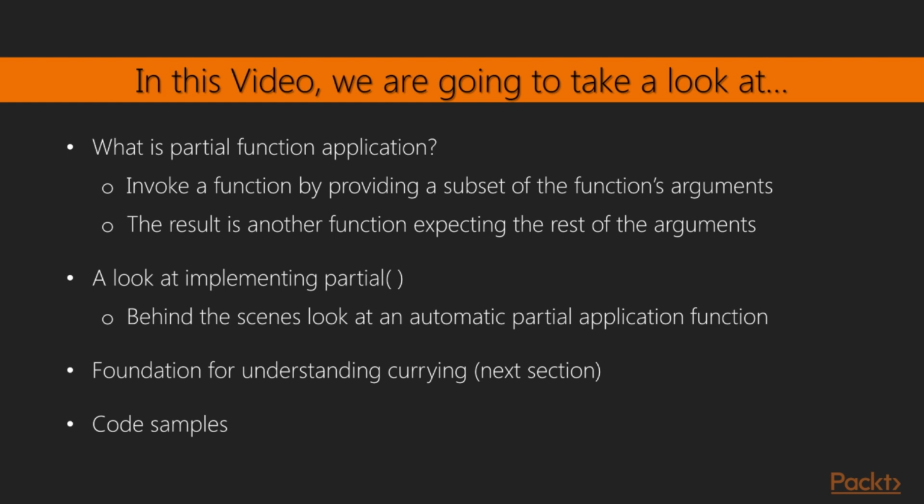It's the ability to invoke a function by providing just a subset of the function's arguments. And so what you get back is another function that expects the rest of the arguments to be provided. In this video, we're going to be taking a look at the partial function. In other words, this is called automatic partial. It's a helper function that we can use to wrap our functions and provide this partial behavior. And this is going to lead to the foundation for understanding what function currying is in the next section.